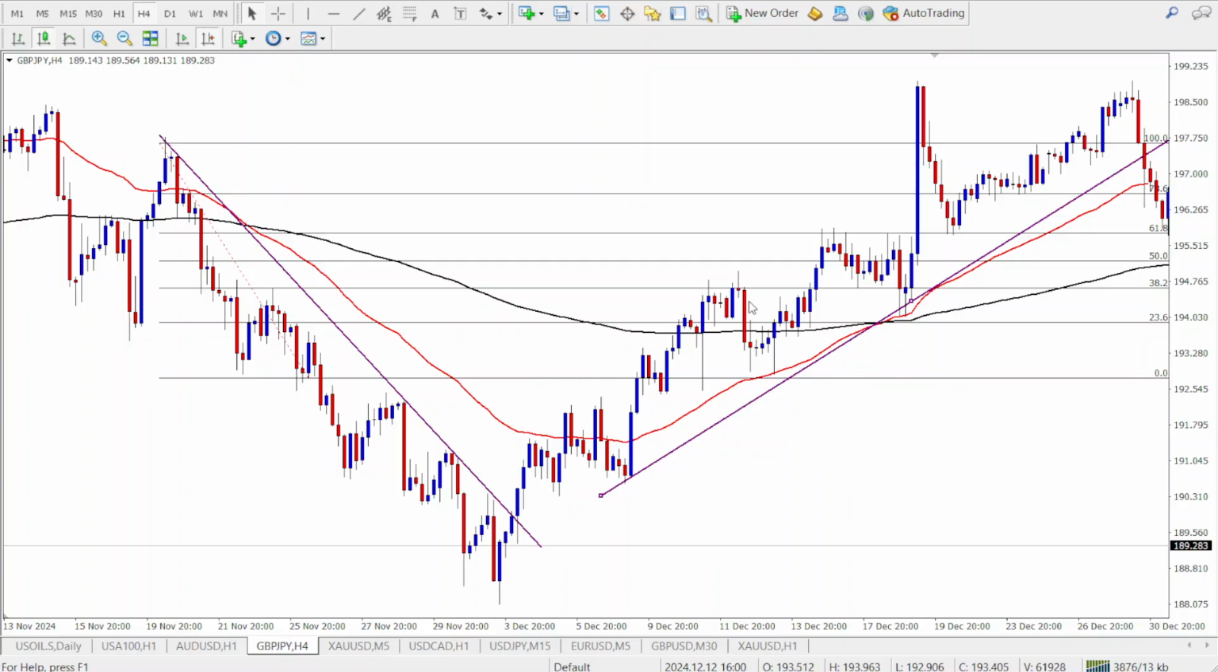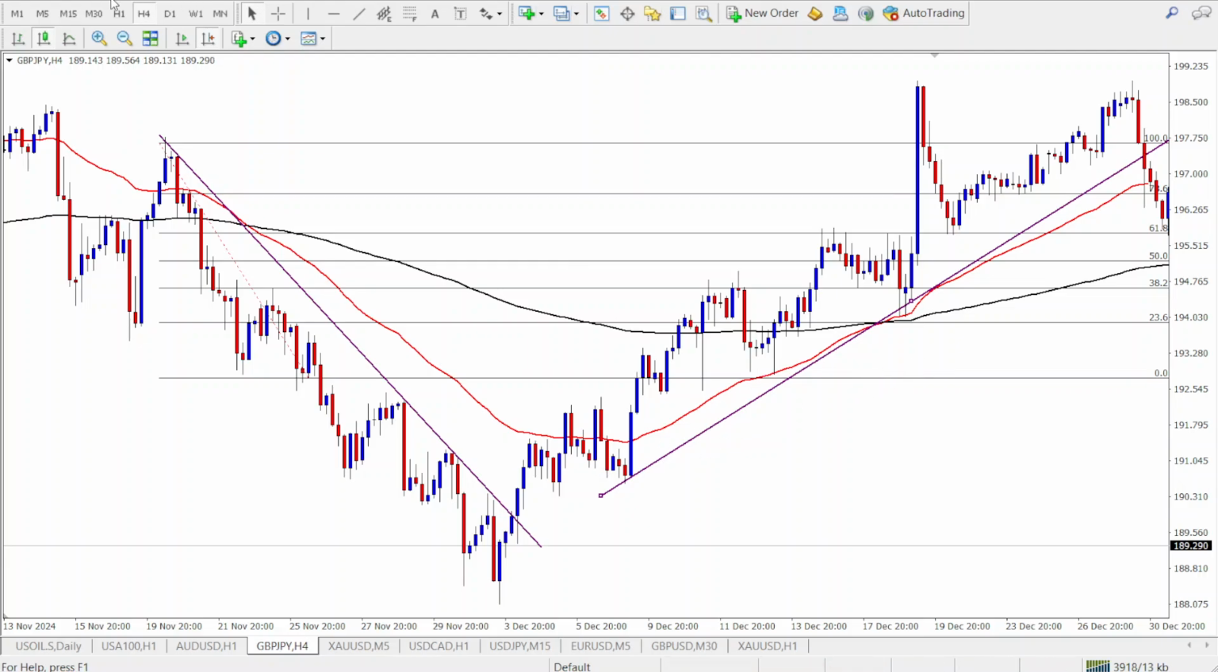Blindly entering trades at support or Fibonacci levels is not enough. You need confirmation. So how do you confirm a pullback entry? You can use price action signals. For example, look for pin bars, something like this. You can look for engulfing patterns like what we have here. You can look for rejection wicks at key levels.